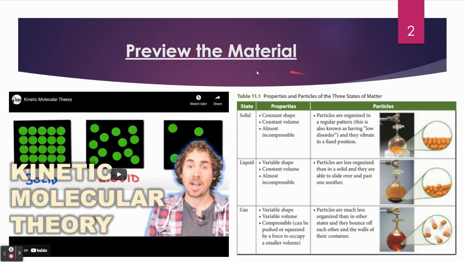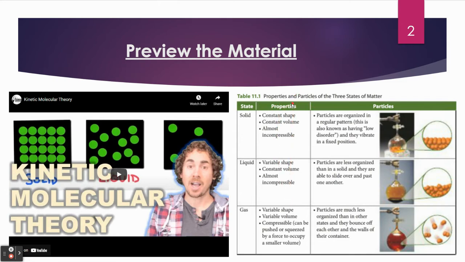So your first little task is to make sure that you preview the material to review the different properties of the different states of matter. As you know, there's three main states of matter: solid, liquid, and gas. Of course, there's plasma, but we focus on solid, liquid, and gas in chemistry. And so you should know the properties.